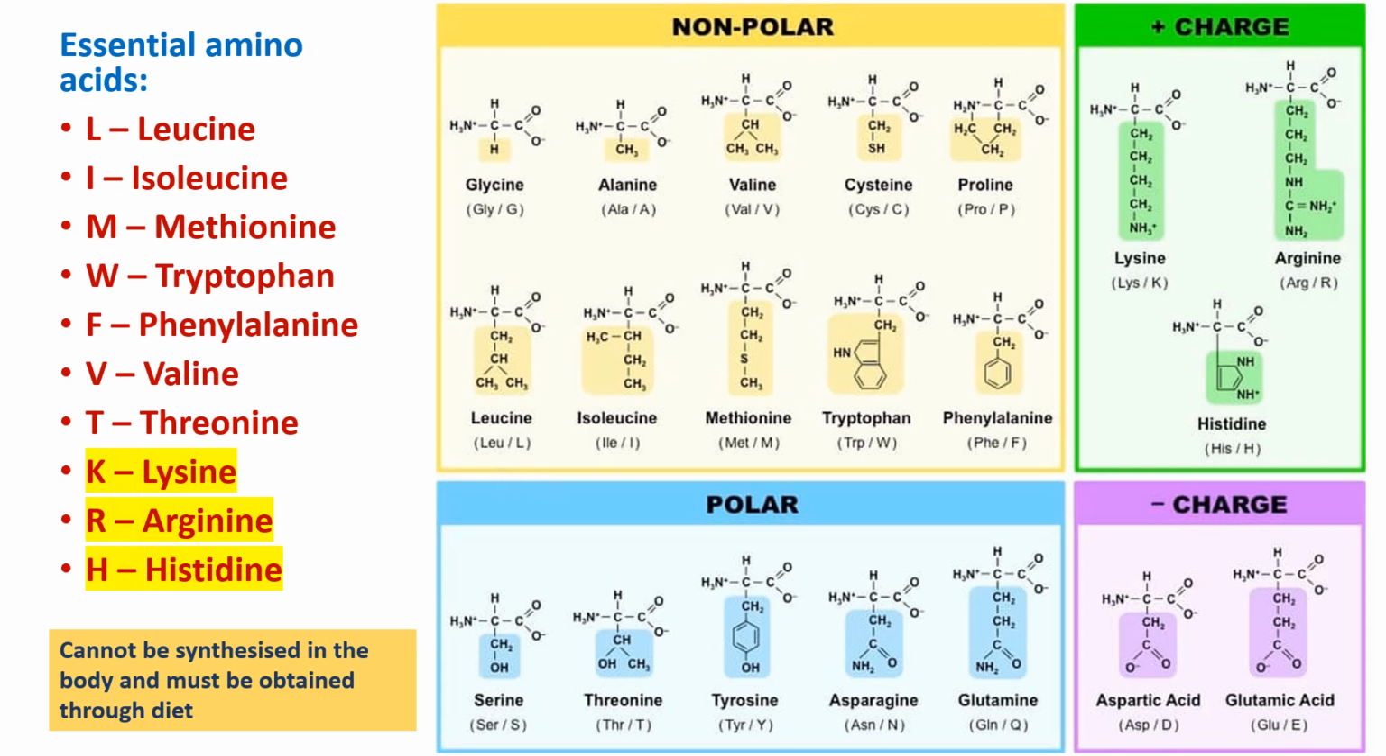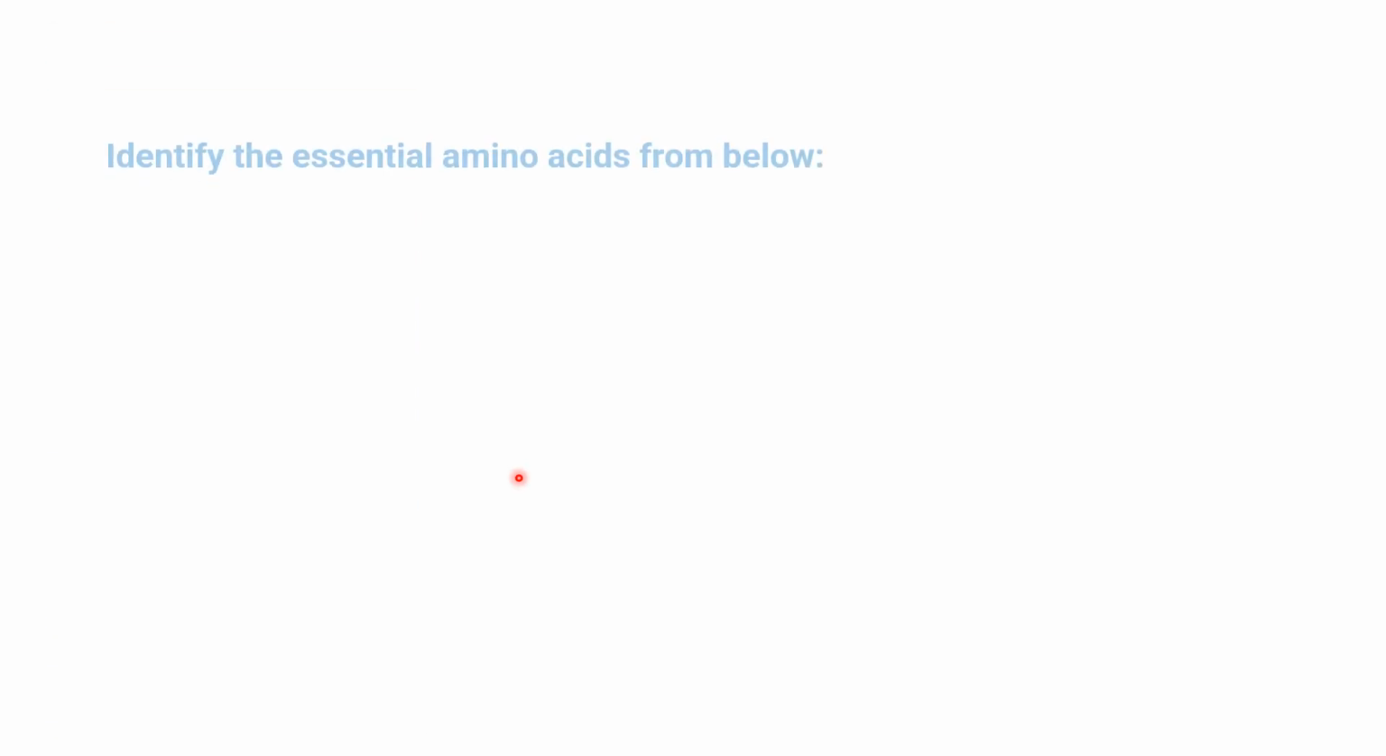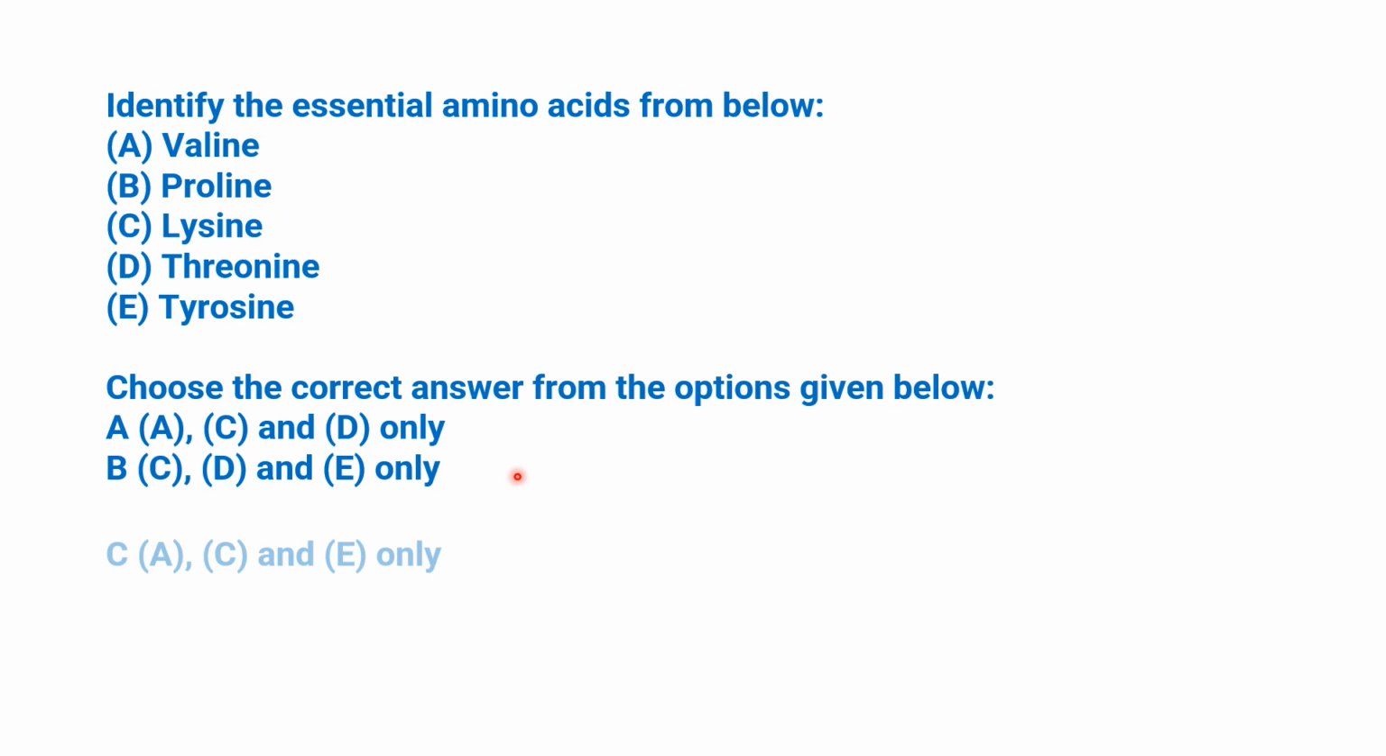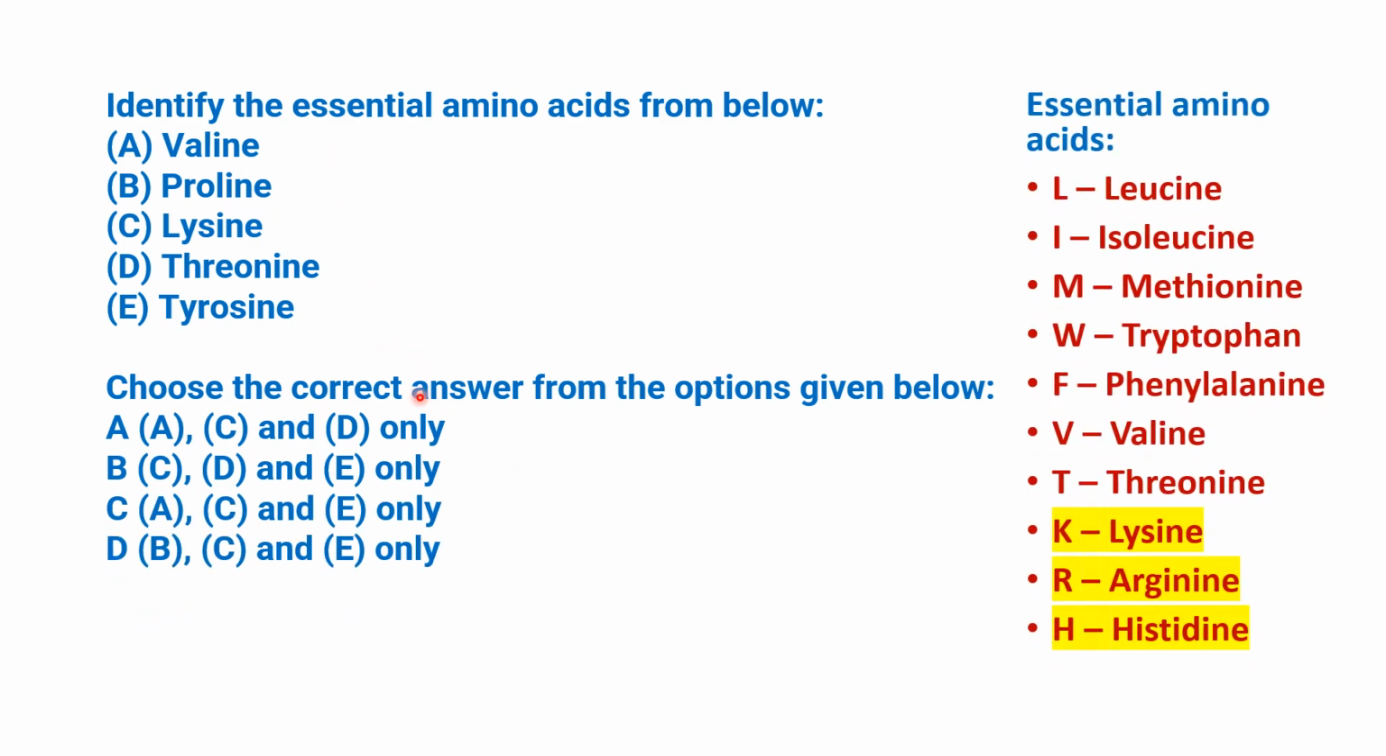So now let's go back to the question. When we see the question, now we know that it's very easy. Now I know the list of essential amino acids. So in these essential amino acids, valine is there. Proline is not an essential amino acid. Lysine is a basic amino acid. Threonine is also an amino acid which we saw, which will be given as an essential, whereas tyrosine is not an essential amino acid. So the answer for this particular question is A.